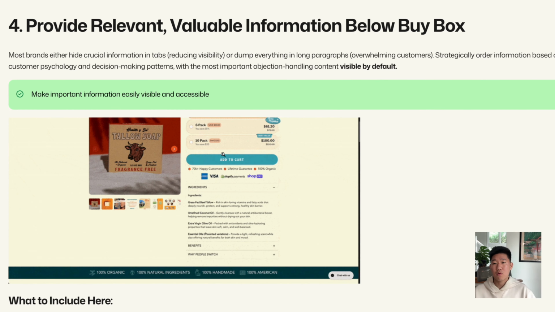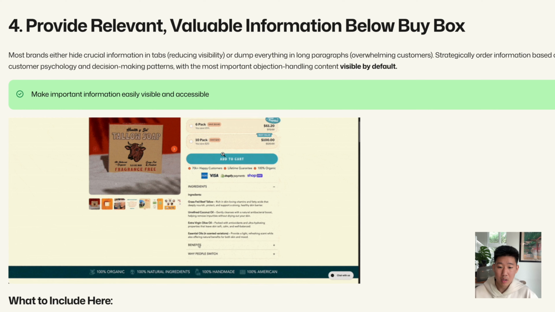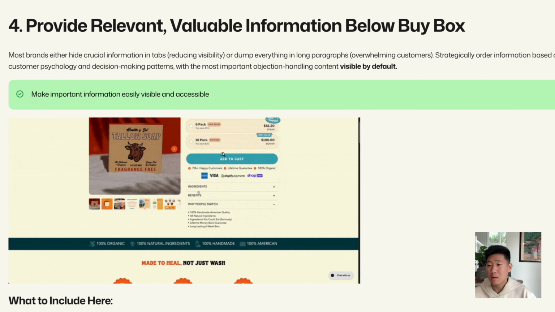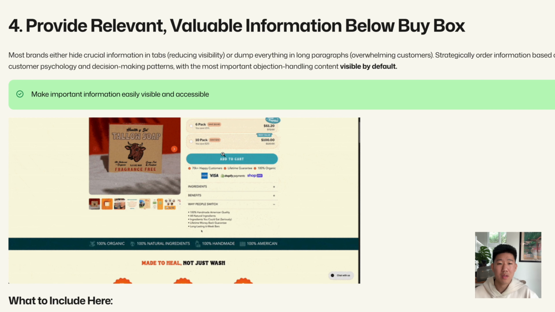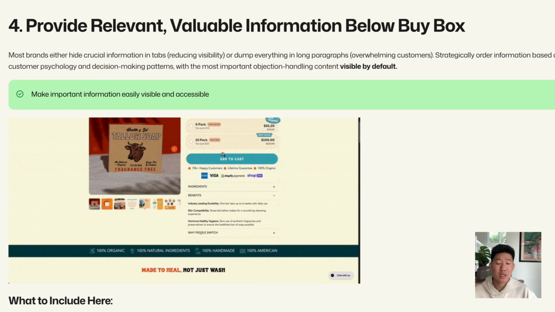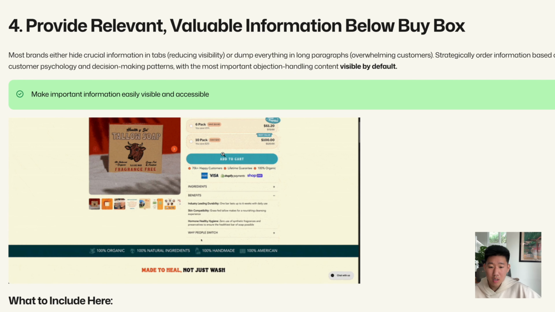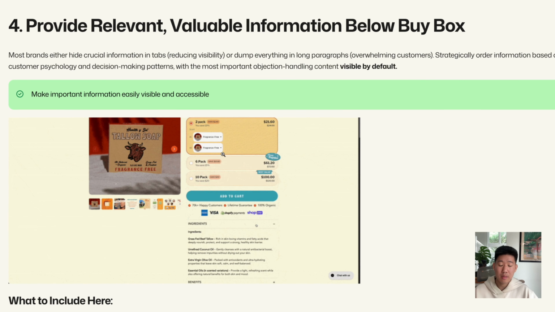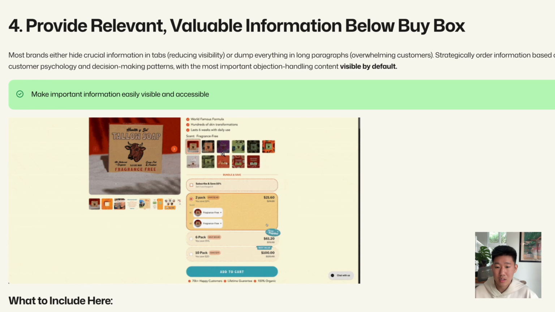All right, let's move on to number 4, which is providing relevant but valuable information below the buy box. So a lot of brands hide their crucial information in tabs or dump everything in long, overwhelming paragraphs. What you want to do instead is strategically order information based on customer psychology and decision making patterns. So basically what that means is the information that they need to make a buying decision.